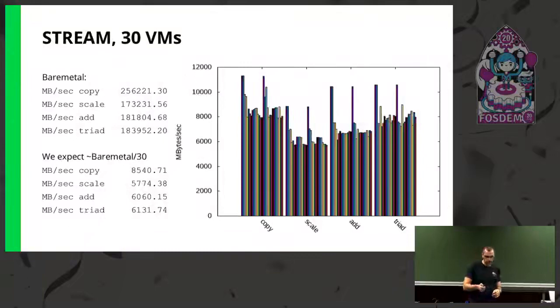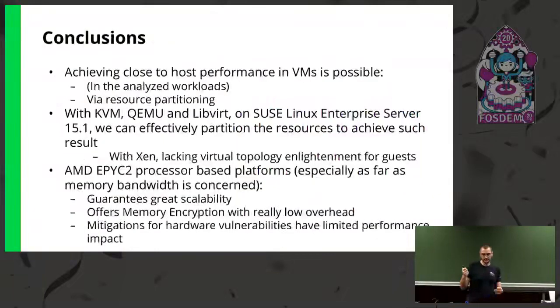So basically the conclusions are that achieving very good performance, even performance that actually matches the one of the host, inside either one or more VMs is possible, at least for certain workloads, and it happens mostly via resource partitioning. If you use KVM, QEMU, libvirt in that particular product, even better if you use them from upstream, you have all the tools, all the capabilities to achieve this very good resource partitioning.